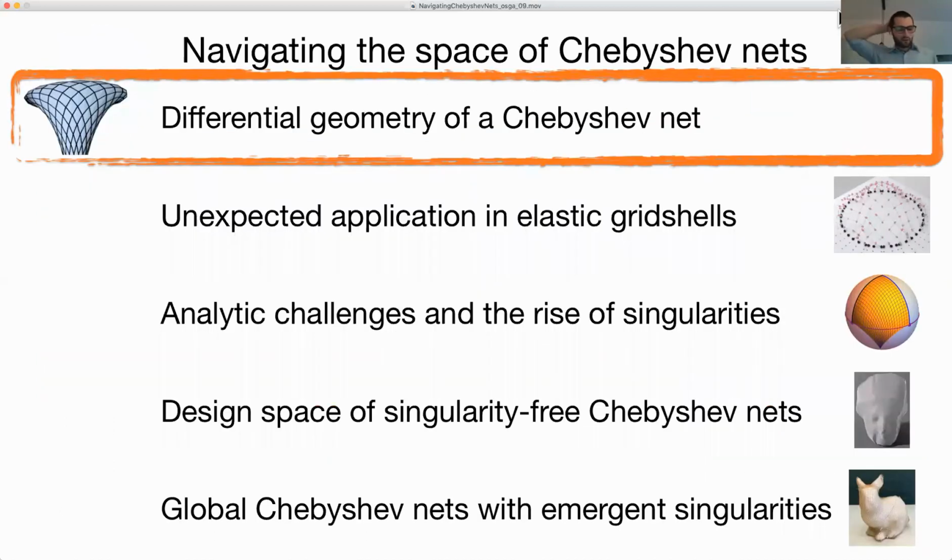So what we're going to see today is we're going to start with just the differential geometry of a Chebyshev net. Then we'll move into an application to elastic grid shells, try to understand the challenges that arise from these types of systems, and then go into ways to overcome these challenges that have to do with the rise of singularities in the underlying partial differential equation.